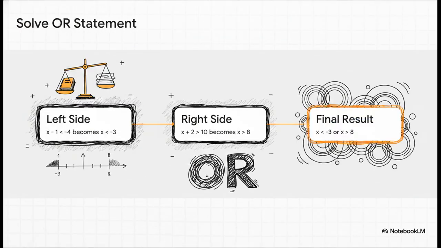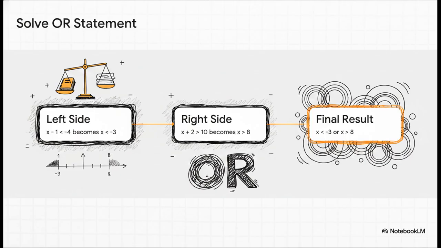This one's an or statement. x minus 1 is less than -4, or x plus 2 is greater than 10. We tackle these as two totally separate mini problems. Step 1 is to collect similar terms. And here's a massive pro tip for you. Whenever you move a number across that inequality sign, you have to change its mathematical sign.